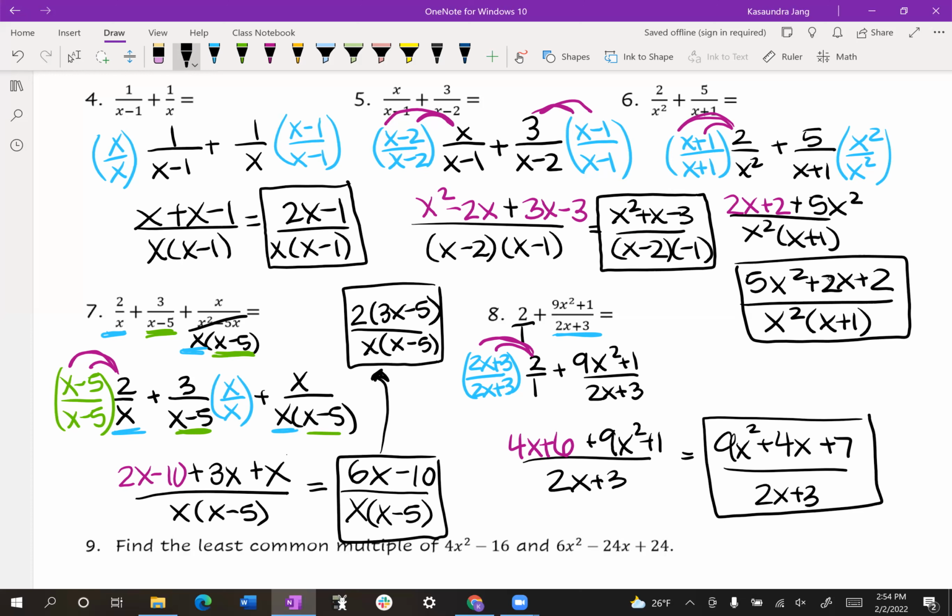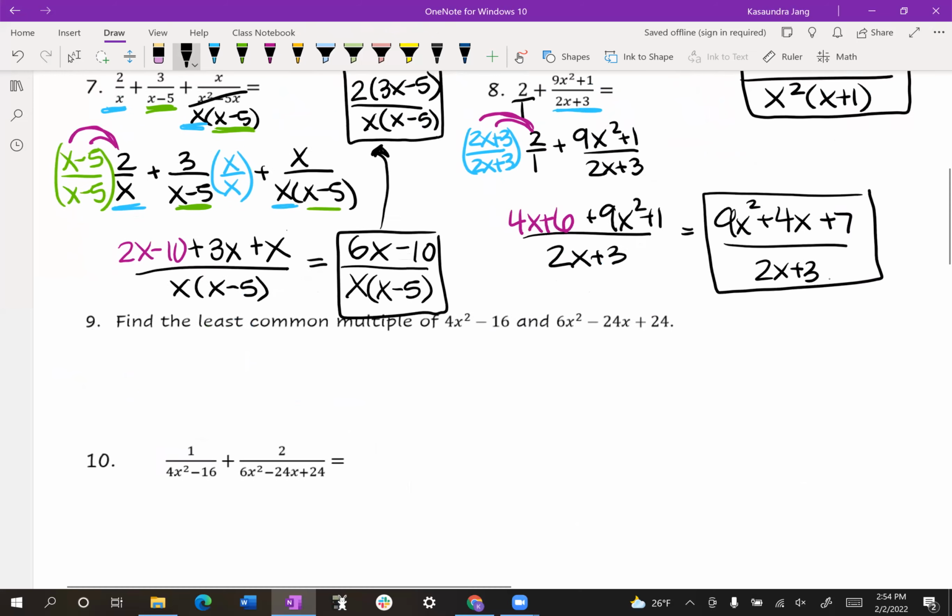So all the blue and green stuff actually were me multiplying by my fancy number 1 to get common denominators. All of my purple stuff was distributing just in the numerator. Notice I did not have any purple stuff in the denominator. I distributed what I needed to in the numerator. And yeah, that's what we have so far. So let's go on to number 9.